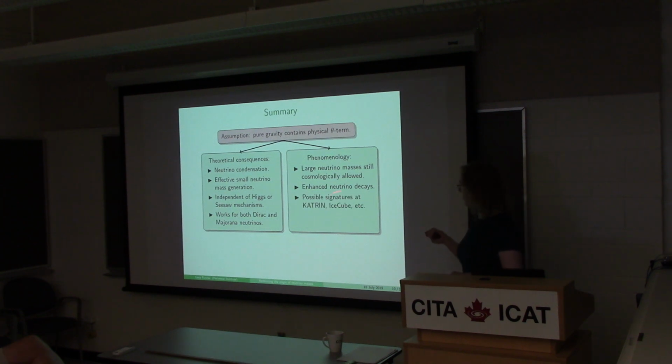So we explored possible signatures at the scattering experiment, the beta decay experiment, and at IceCube, which measures the flavor composition of the astrophysical neutrinos. And we looked at many more things.